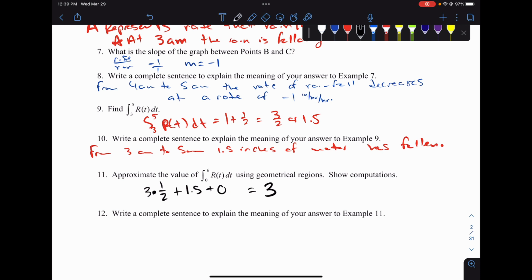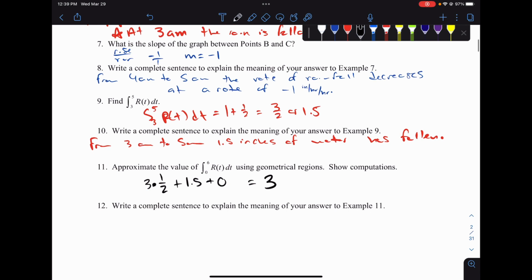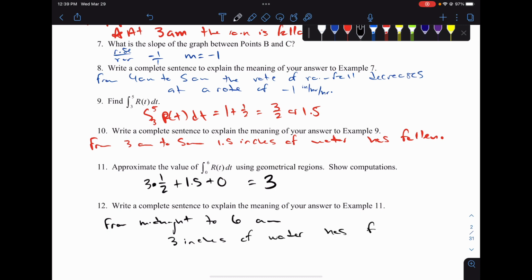Write a complete sentence to explain the meaning. So what does that mean? Well, it's really similar to 10. What that means is from midnight, because 0 represented midnight, to 6 a.m., 3 inches of water has fallen. And if you wanted to say a total of, anything like that is going to be good enough, okay?